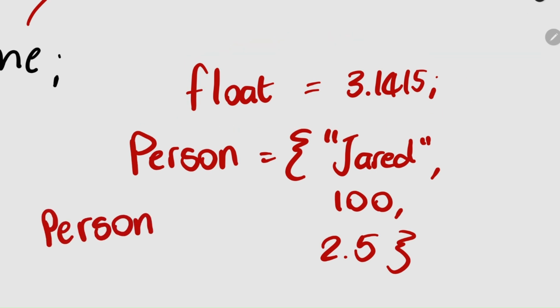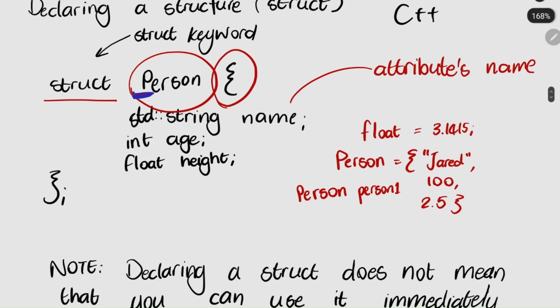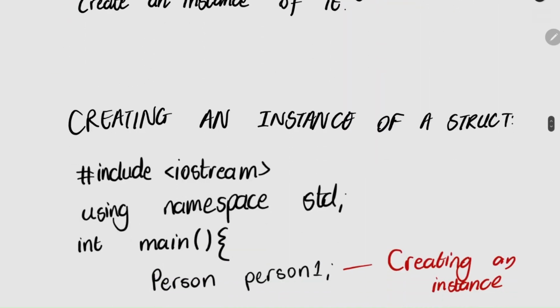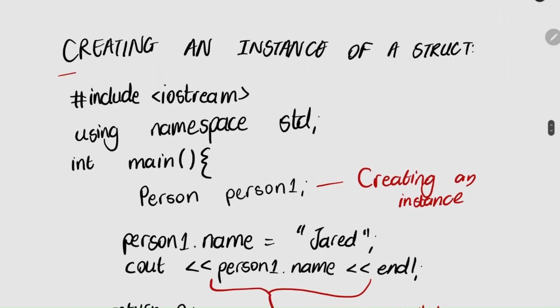And what we call that is creating an instance. You could say person one, right? So you call it creating an instance. How do you create an instance? Here, this is an example: creating an instance of a struct.